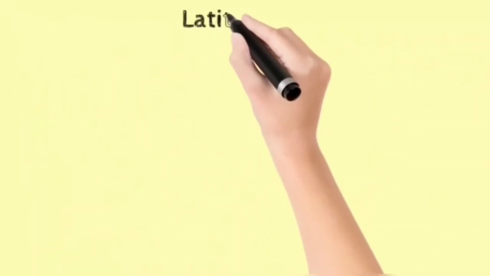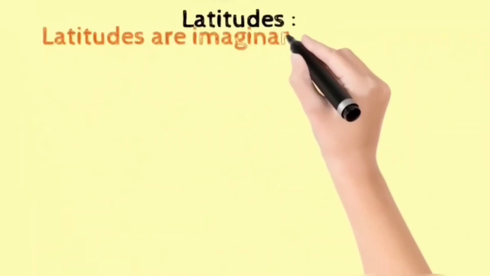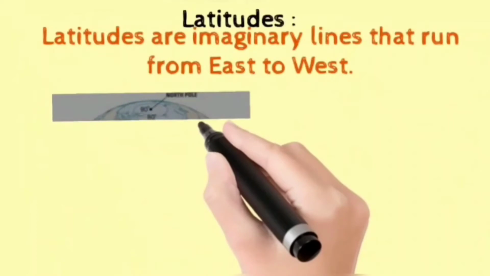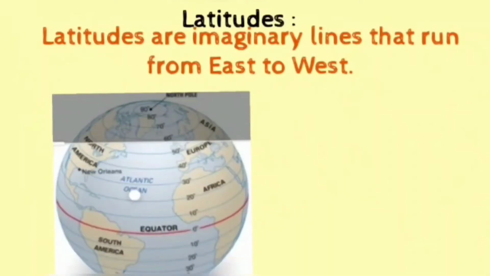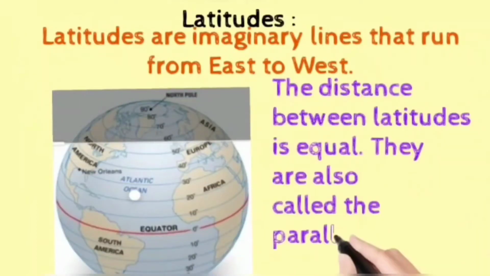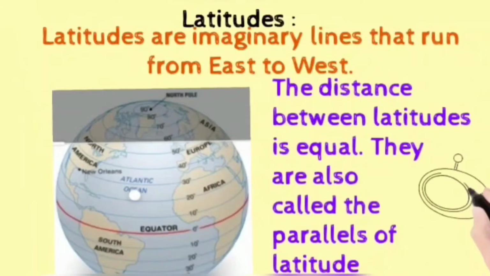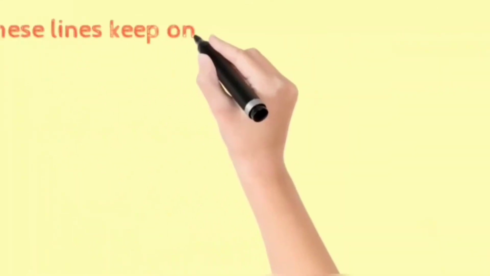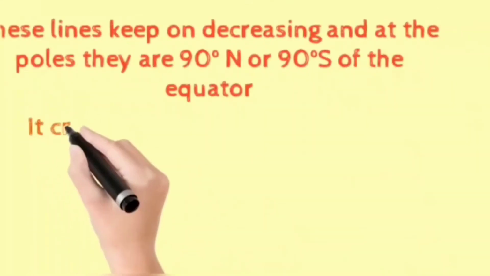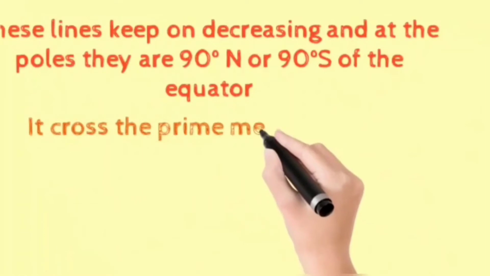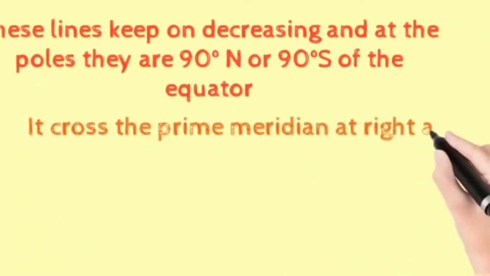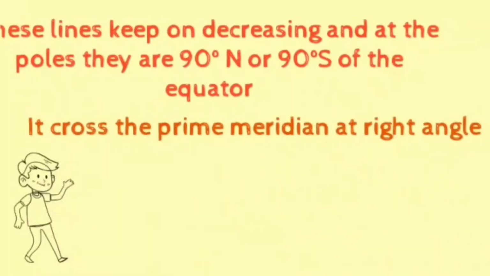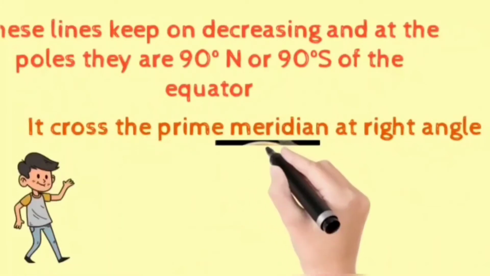Latitudes. Latitudes are imaginary lines that run from east to west. The distance between latitudes is equal. They are also called the parallels of latitude. These lines keep on decreasing and at the poles they are 90 degrees north or 90 degrees south of the equator. It crosses the prime meridian at right angle.